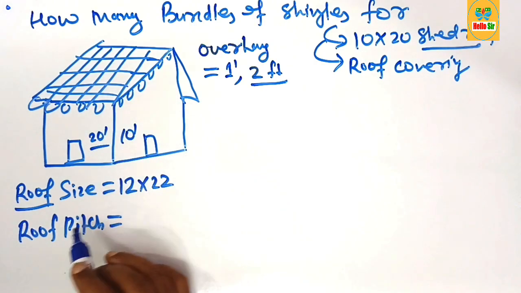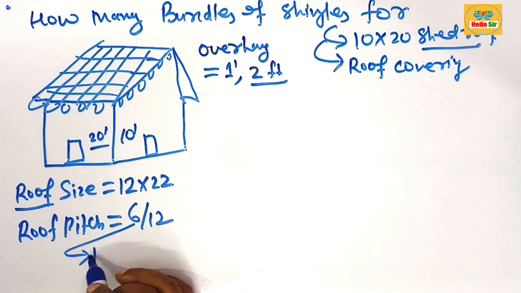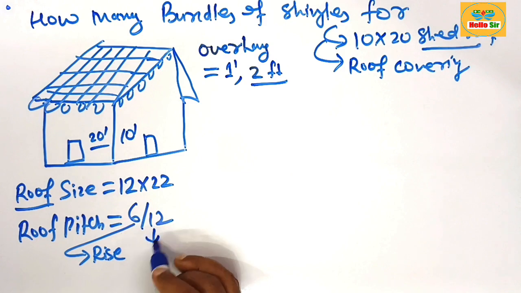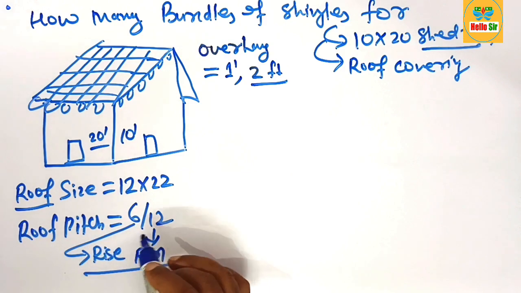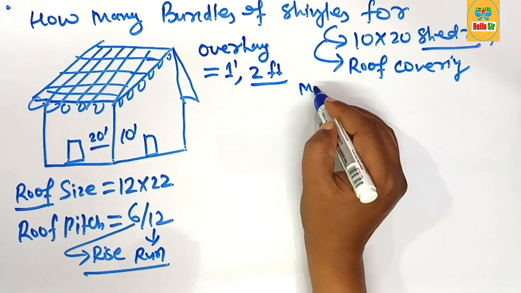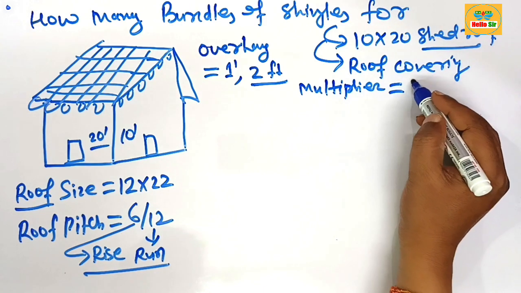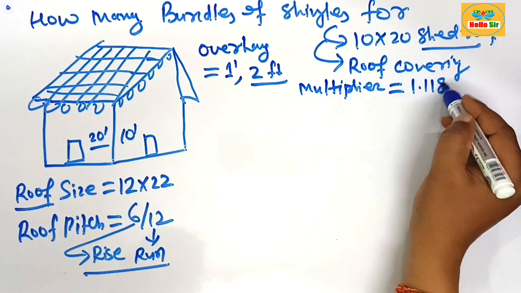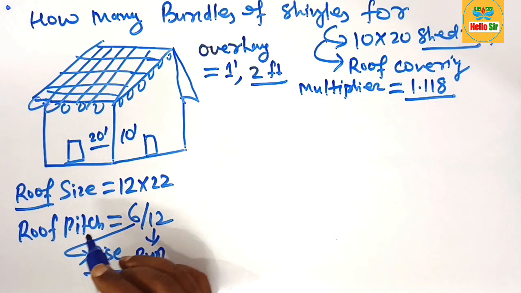Suppose you have a roof pitch of 6 by 12. You know that this will be 6 inches of rise and 12 inches of run. For roof pitch 6 by 12, one thing used for calculation is the multiplier. That will be 1.118, the multiplier used for roof pitch 6 by 12.